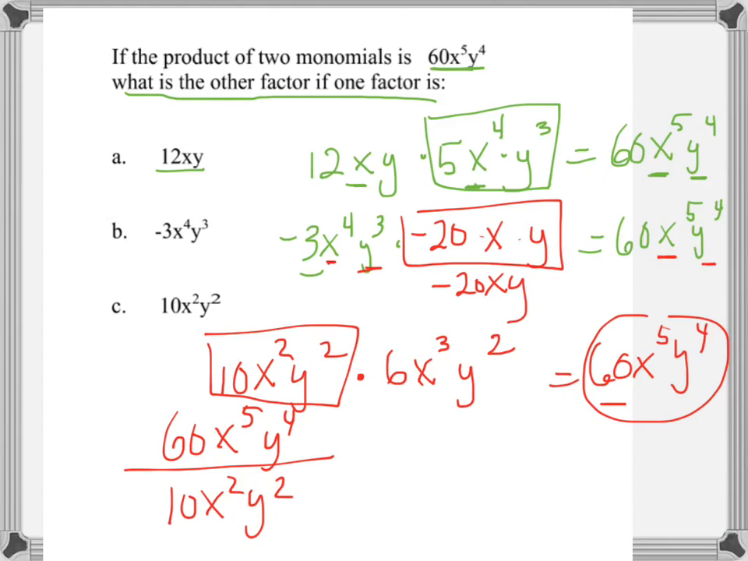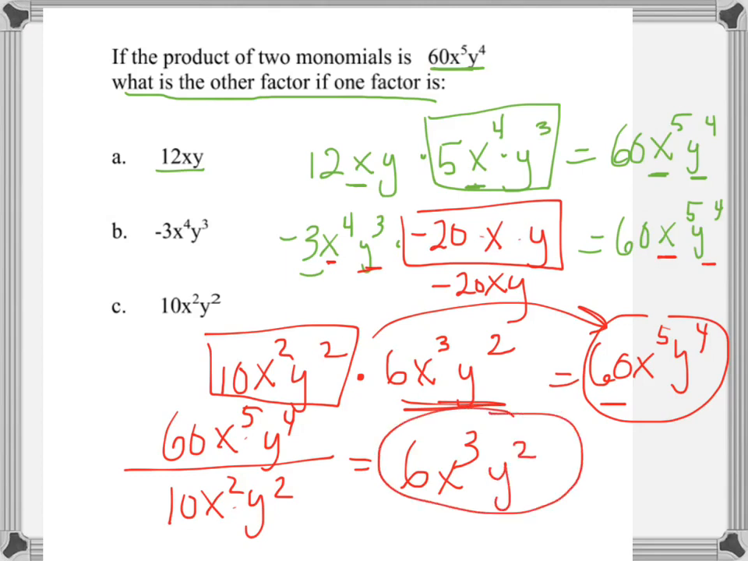You think about it as the missing factor problem, or when you're missing a factor, you can think of it as a division problem, rather. Okay, so 60 divided by 10 was 6. X to the 5th divided by x squared is x to the 3rd, and x to the 4th divided by x squared is x squared.